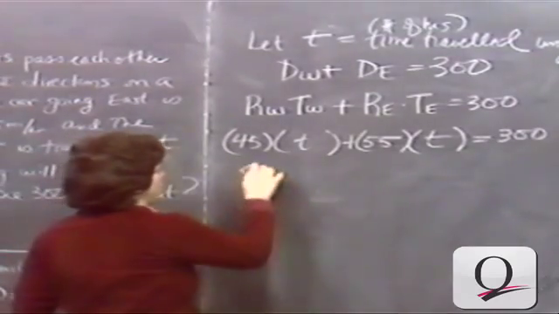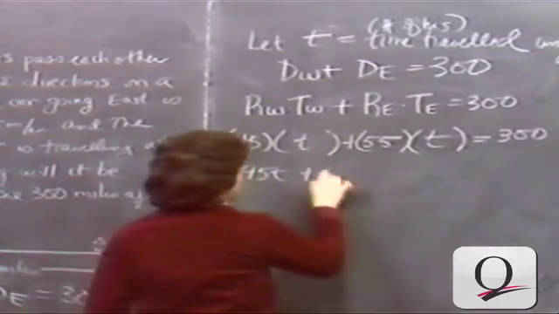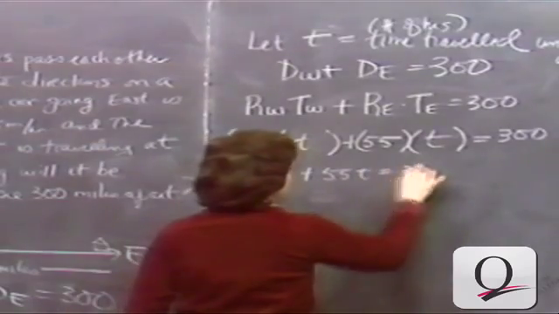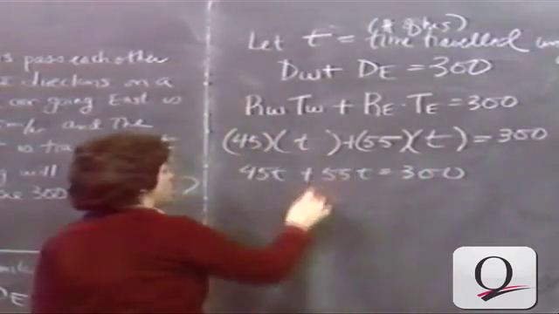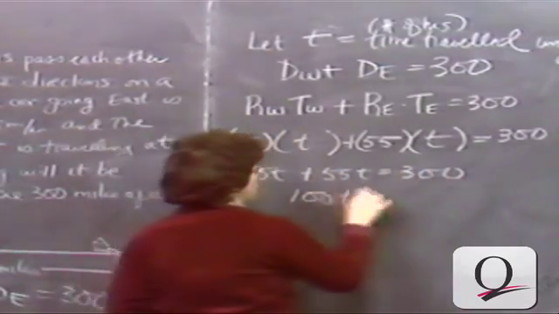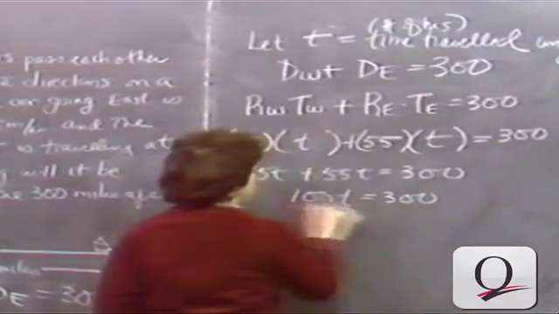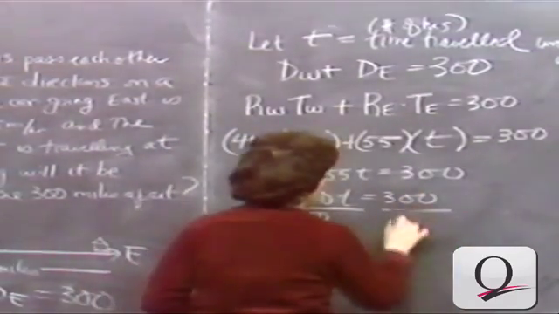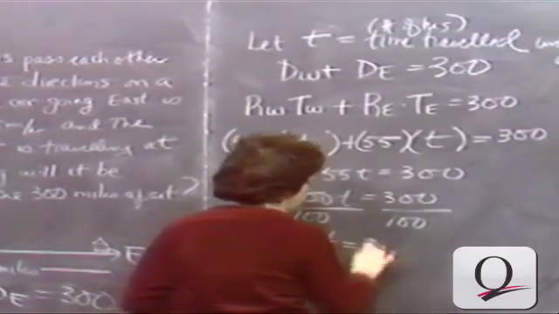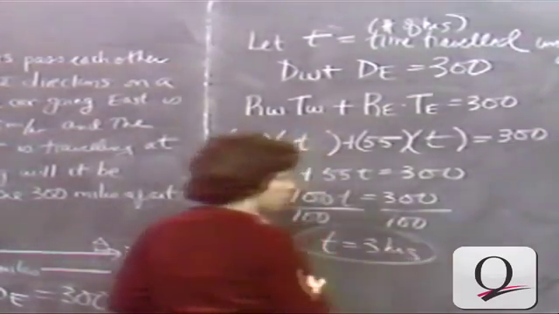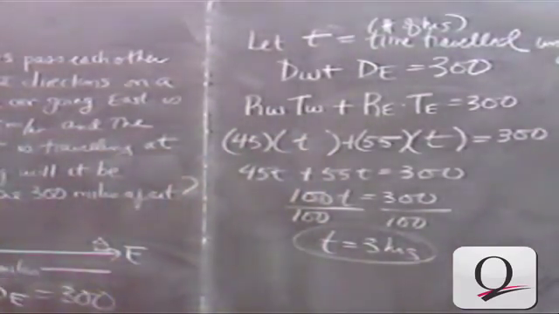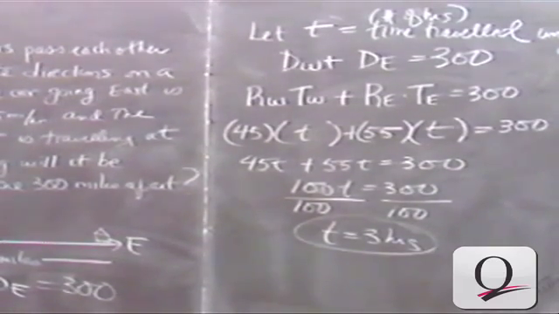Okay, let's solve this equation. We have 45t plus 55t is 300. 45t and 55t, that's 100t equals 300. Dividing both sides by 100, t is equal to 3 hours. Okay, how long will it be before they are 300 miles apart? 3 hours. Let's check this.